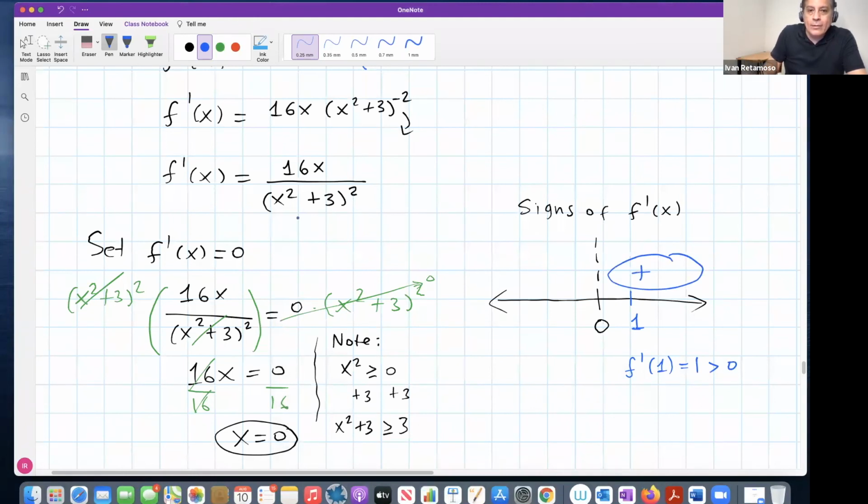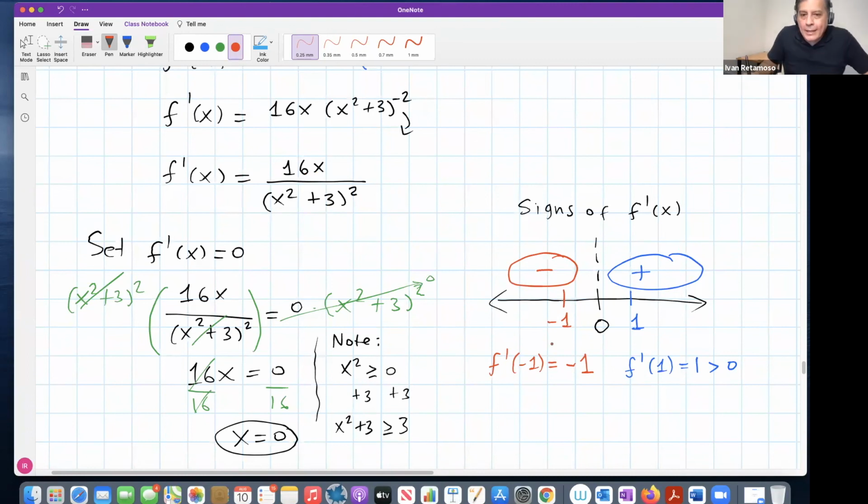Over here, notice that this negative 1 squared will be the same, but this will be negative 1, right? So if you choose test point negative 1 now, the derivative at this point will be negative 16 over 1 plus 3, 4, 4 squared 16, 16 times negative 1. So this should be negative.